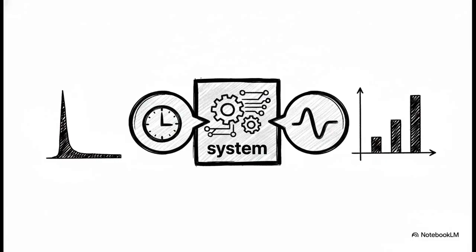So the crucial point here is this. They are two different languages describing the exact same system. The Green's function describes the system's behavior using the language of time and space. The transfer function describes that very same behavior, but it uses the language of frequency.